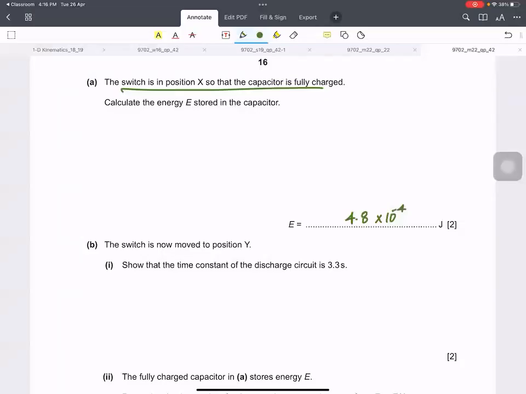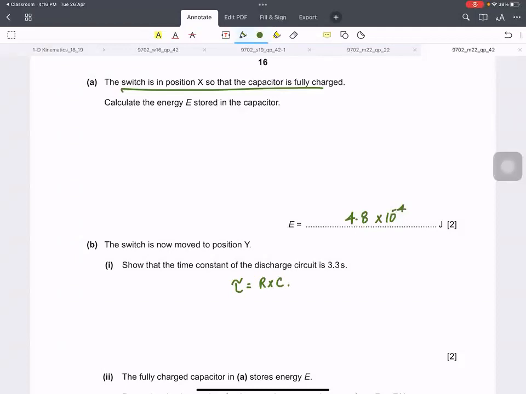It says the switch is now moved to position Y. Show that the time constant for discharge is this. Now, if it had the time constant for discharge, fine. Time constant is basically the product of resistance and the capacitance.